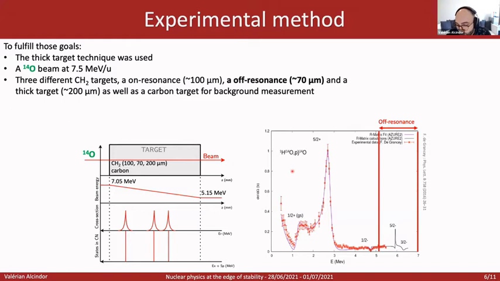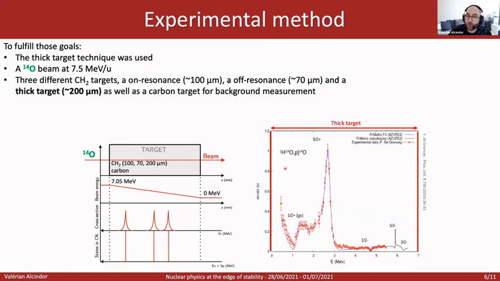Also, since we were interested in seeing if there was some gamma emission from the 1 minus state to the 1 plus ground state, we used another target which was of a smaller thickness of 70 micrometers, with which the 1 minus state was not directly populated. And we also used a thick target with which we could measure the full excitation function to remeasure also this 5 plus state, as well as give some points for verifying our calibration.